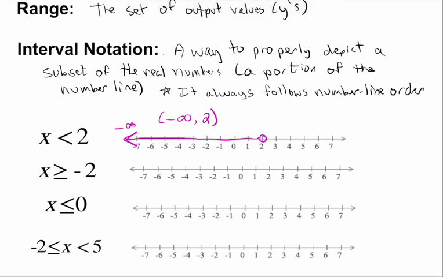Now, let's look at the next one. Greater than or equal to negative 2. Color in the dot at negative 2, shade to the right. Now we're following the number line order. Can we stand on negative 2? Yes. So we put a little bracket indicating, oh yeah, you're allowed to stand there. That value works. And then where are we heading? Well, we're heading to infinity. Infinities always get a parenthesis.